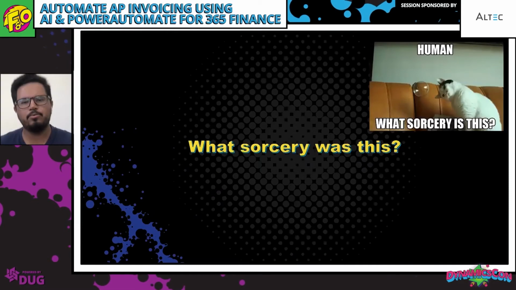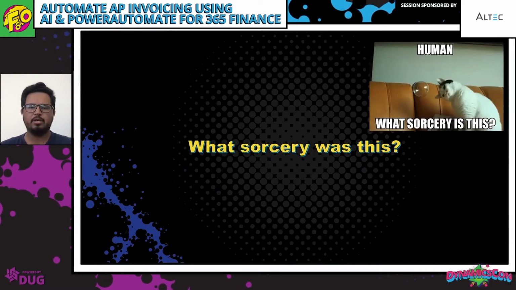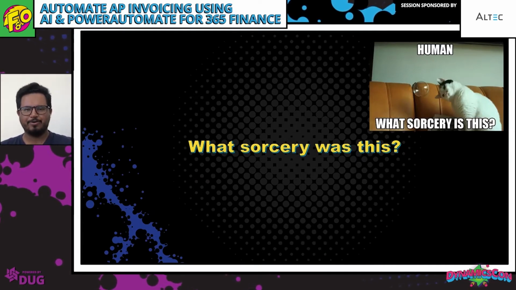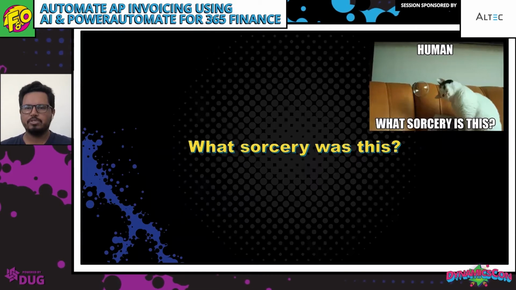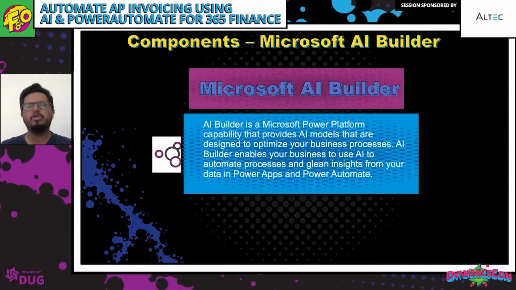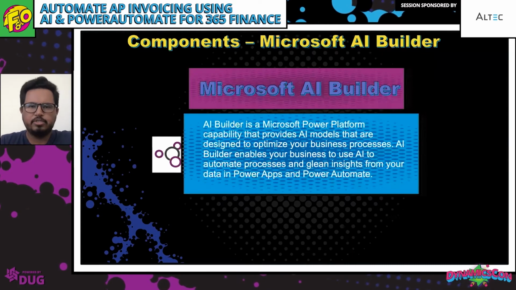So breaking it down, we have shown you what we have achieved. We are not sorcerers, that's the one thing I want to be clear on. We will show you how you can actually do it yourself and build the internal OCR in the AP automation process. So the first component of the tool that we have used is AI Builder.